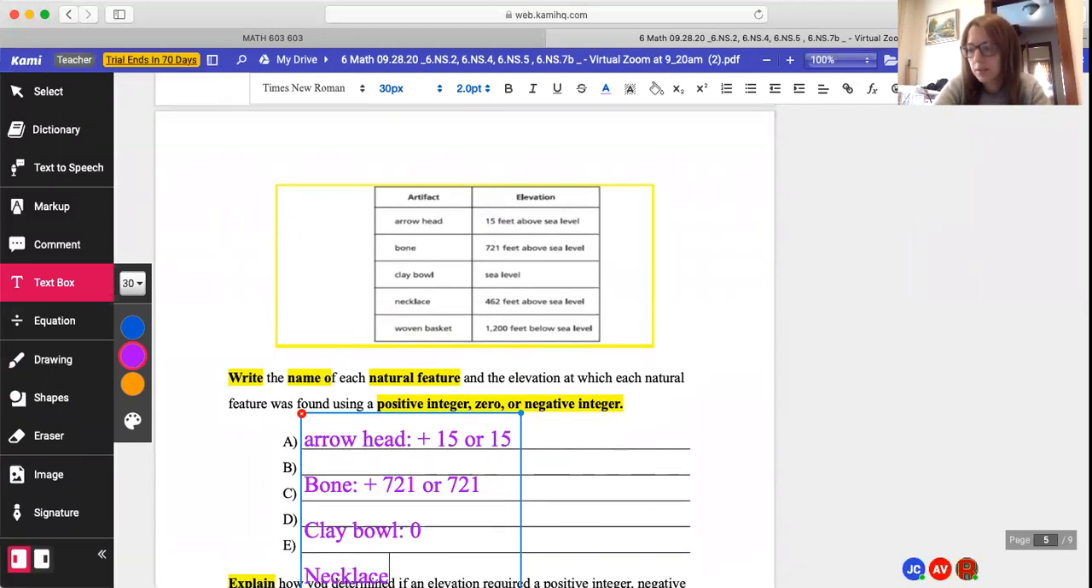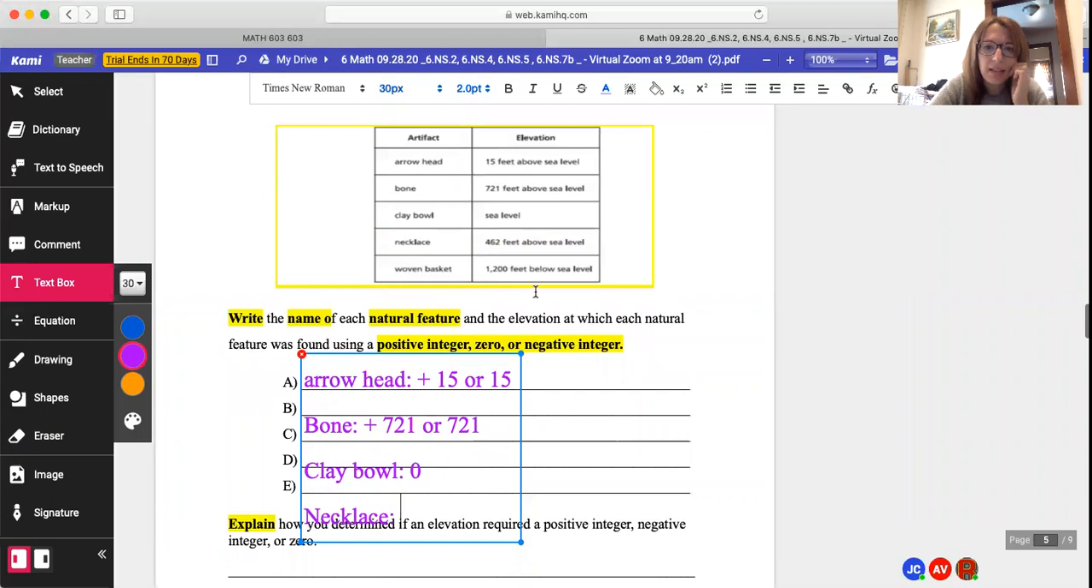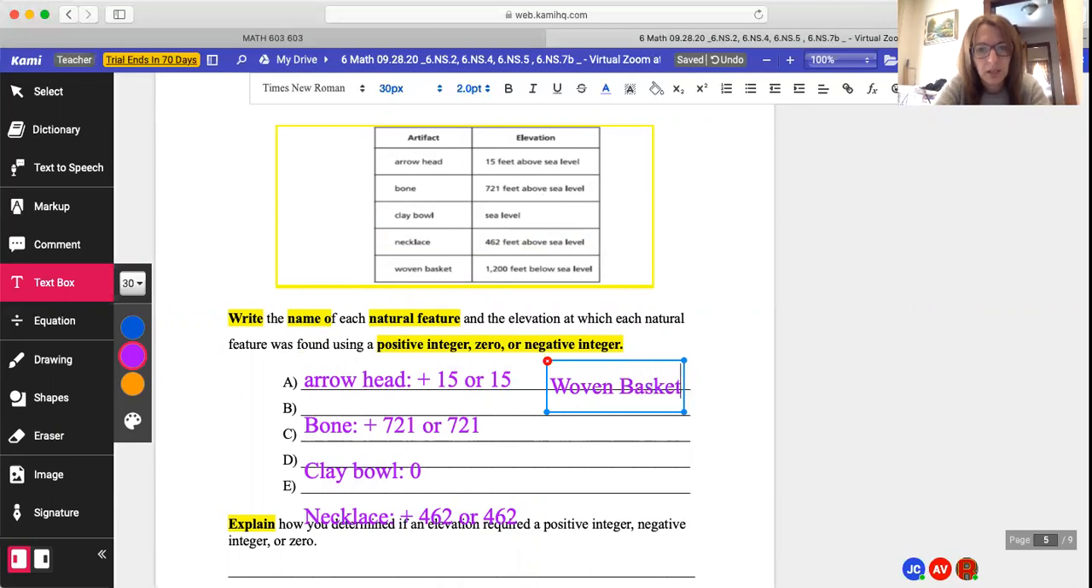Necklace. The key word is above. We have 462 above, so that's a positive integer. And the last one I'm going to put right here for you is woven basket. Woven basket says below. So below is always a negative integer.